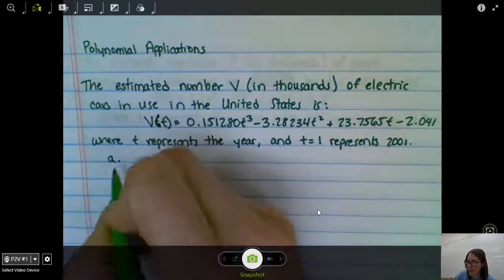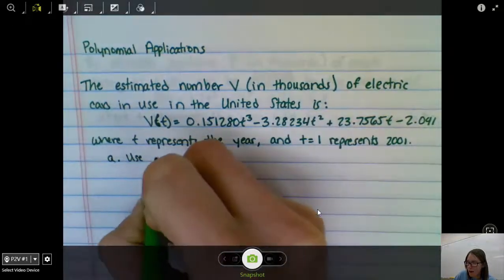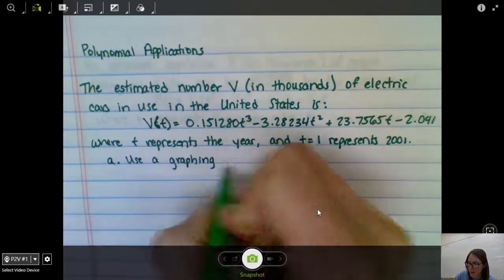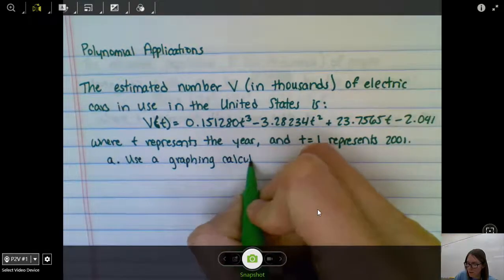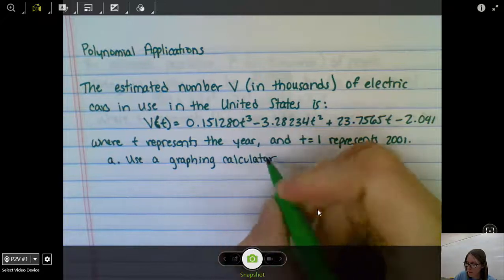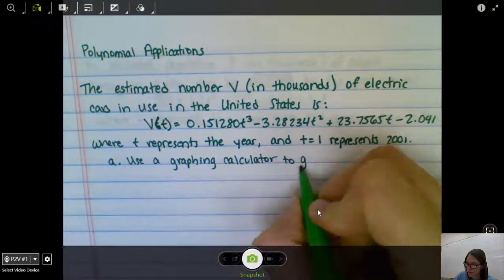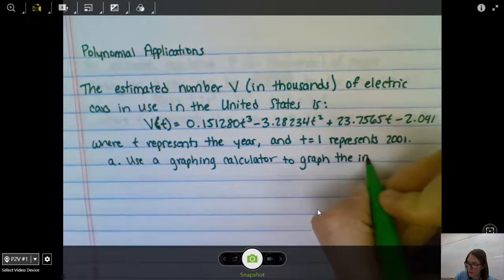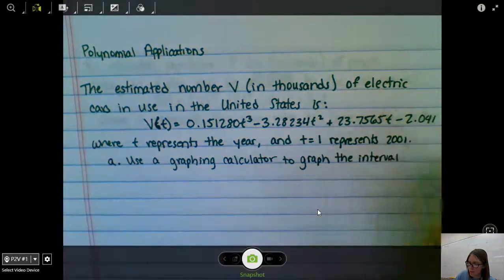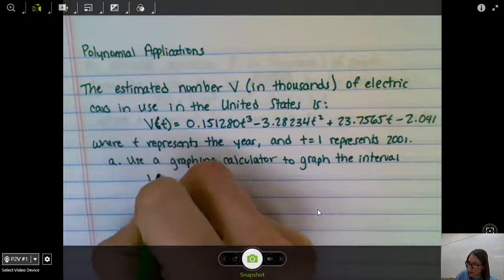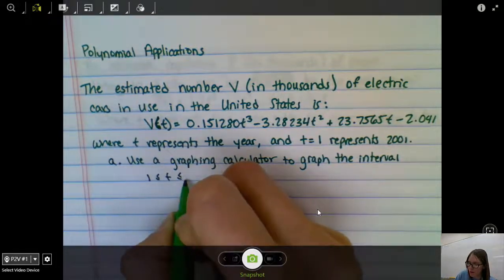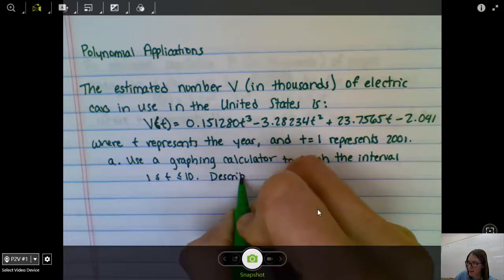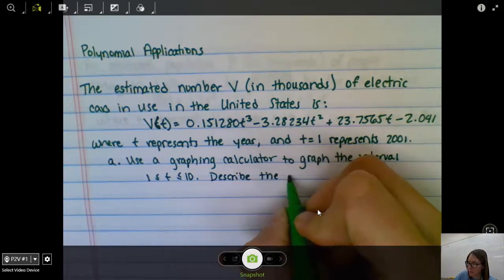The first part is to use a graphing calculator to graph the interval T is between 1 and 10. And we want to describe the graph on this interval.